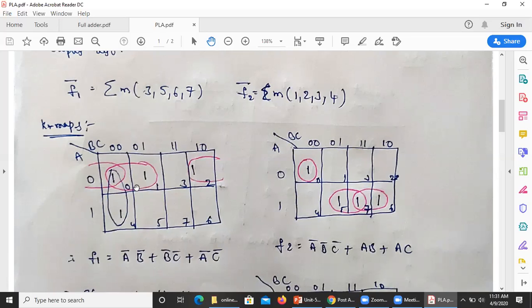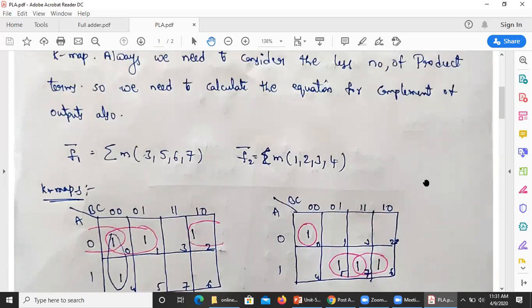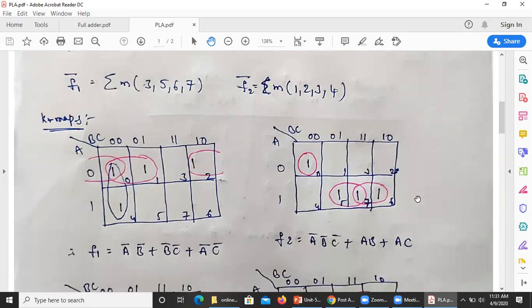0, 1 form a pair, 0, 2 form a pair, 0, 4 form a pair. So due to that, F1 equation is A bar B bar plus B bar C bar plus A bar C bar. Next, if you are going to calculate F2, here F2 contains 0, 5, 6, 7. 5 and 7 form a pair, 6 and 7 form a pair, and there is no mapping for 0. Due to that, 0 becomes the isolated cell.